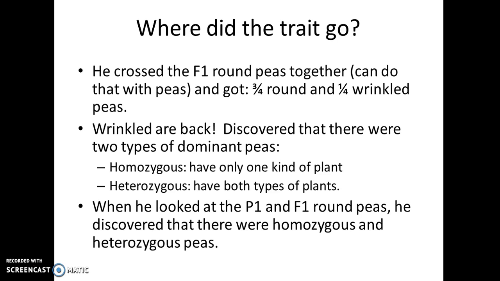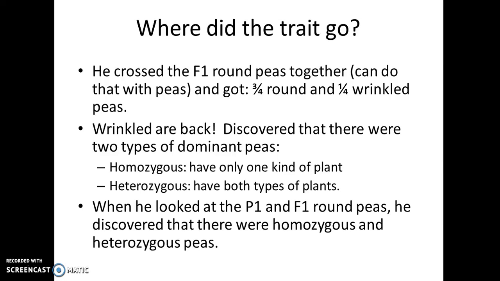So he got 3/4 round and 1/4 wrinkled peas. Now the wrinkles are back. Yay. And he discovered that there were two types of dominant peas. The homozygous peas only have one type of plant. So if you're homozygous round, you only had round peas. The heterozygous plants can have both types of plants. They can have round and wrinkled. So if you're heterozygous round, you can have round babies and you can have wrinkled babies, not like the homozygous.